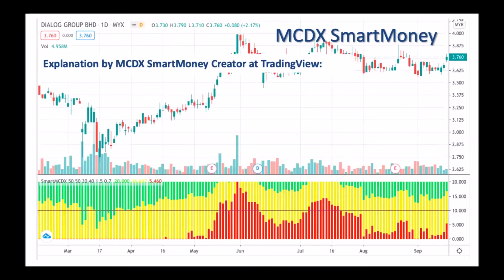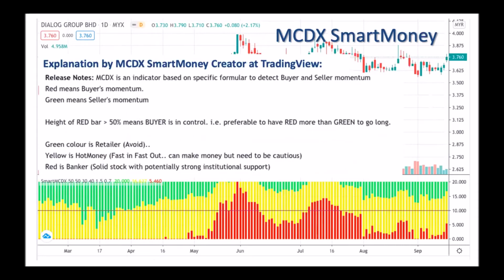So this MCDX smart money in TradingView was actually created by one experienced user. When he created this system, he provided some explanation. He says MCDX is an indicator based on a specific formula, his own formula, to detect buyer and seller momentum. Red means buyer momentum, green means seller momentum. Basically it means that when you see the red one, the stock is safe. With a lot of green, the price tends to go down.